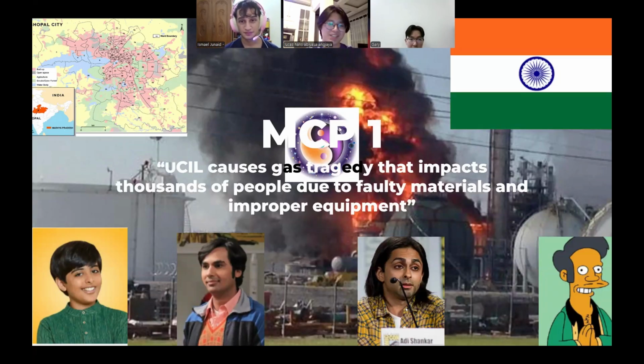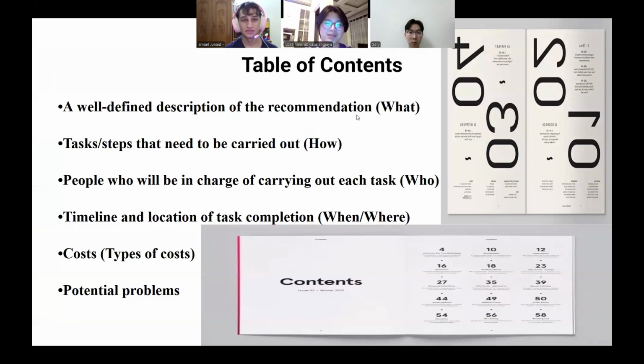We're presenting MCP1: UCIL causes gas tragedy that impacts thousands of lives due to faulty materials and improper equipment. Next. This is what our presentation will consist of: a well-defined description of our recommendations, the tasks and steps that need to be carried out for those recommendations, the people who will carry out those tasks, the timeline of those tasks being completed, the cost of those tasks being completed, and potential problems from those tasks being completed.